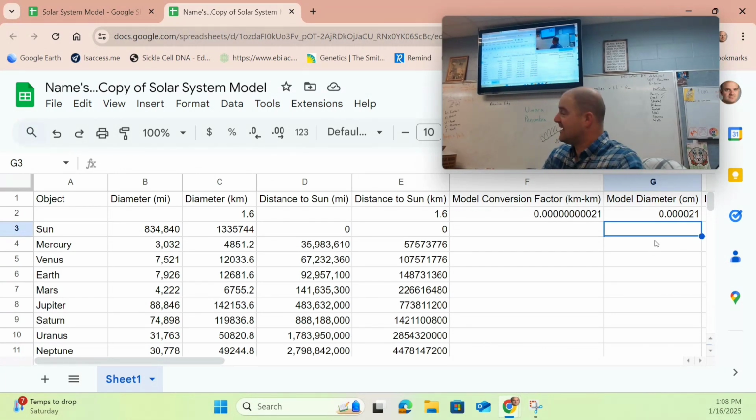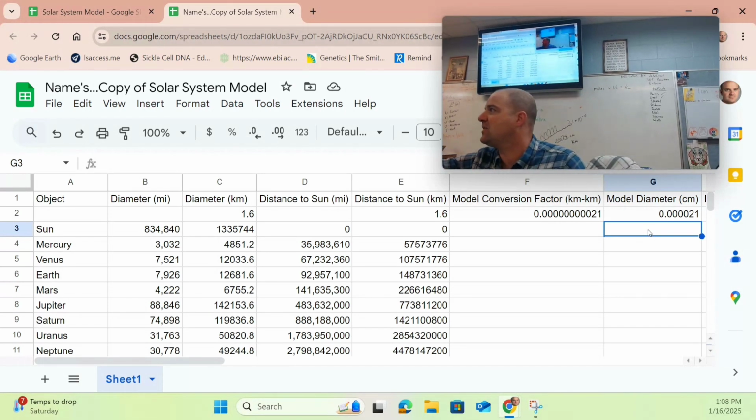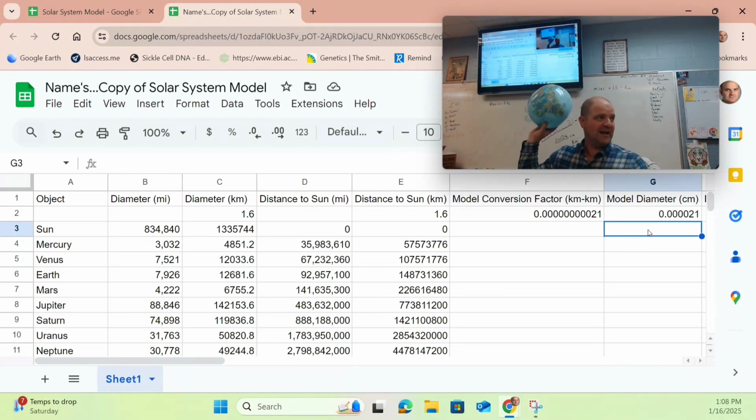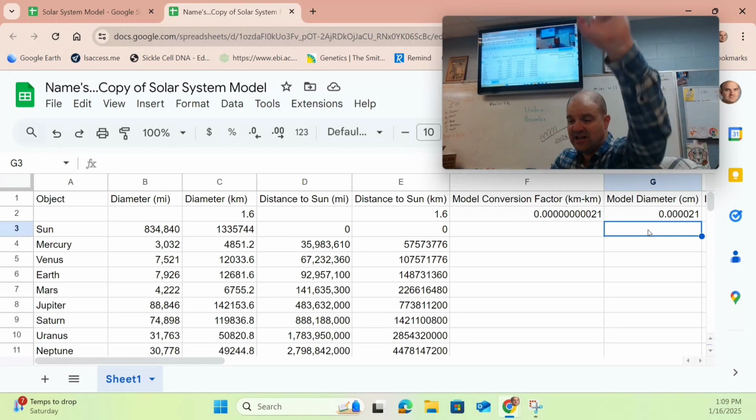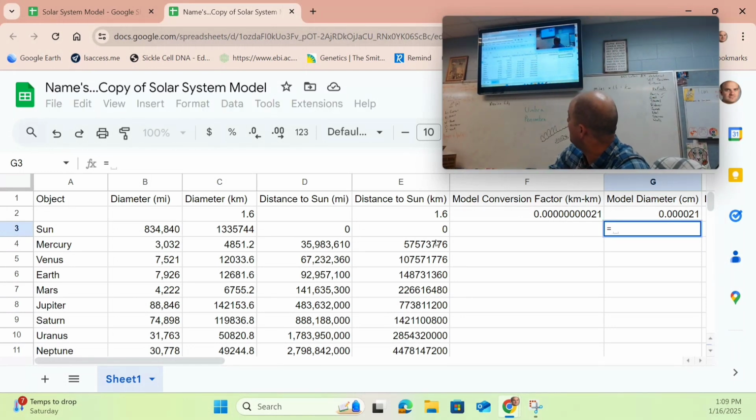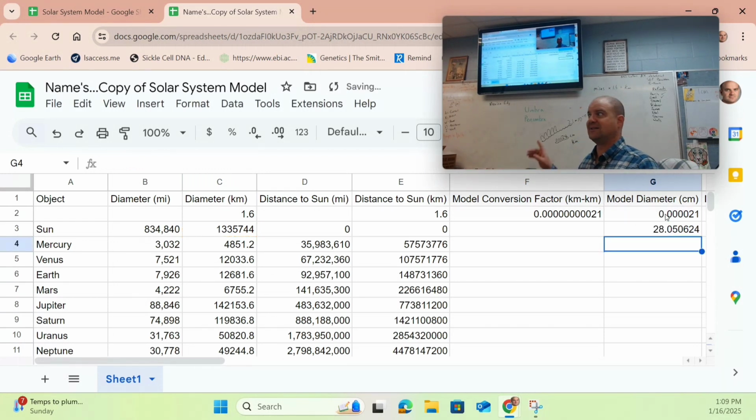Fantastic. Next thing. So we're just going to stay here in this column. Model diameter. If we did the math right, how big did I say this was? 28 centimeters. So if we did the math right, it's going to tell us 28 centimeters. Here we go. Equals. We want the diameter in kilometers times our fancy, specialized, customized conversion factor. And then we're going to hit enter. Does it say 28? Yep. Outstanding. We did it right.